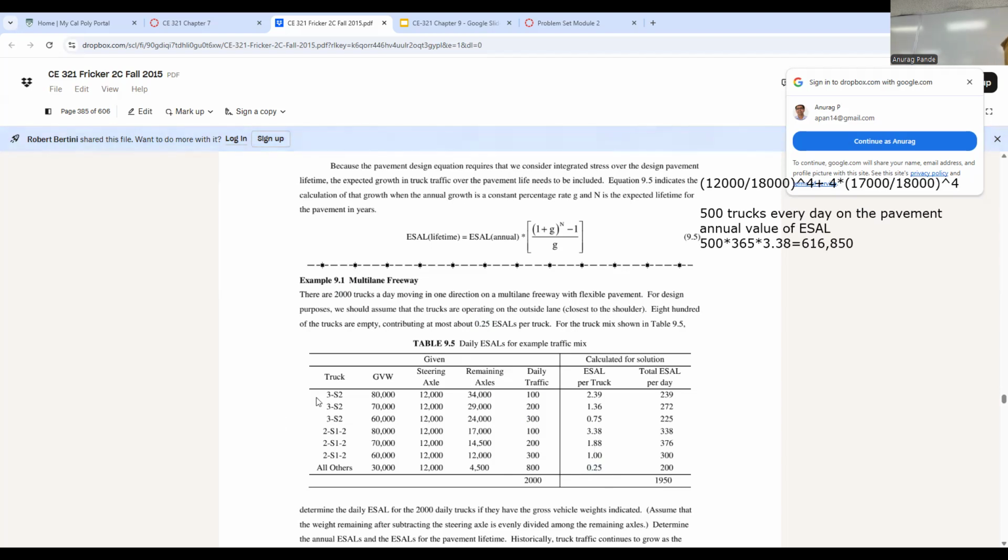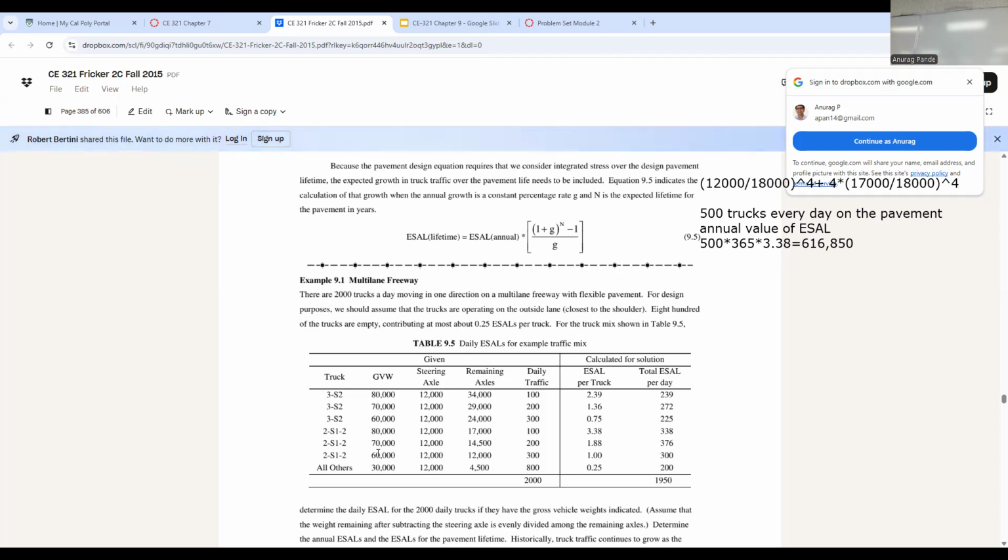But then there are different types of trucks, 3S2 of different weights, okay? 80,000, 70,000, 60,000, and then 2S12 trucks, 80,000, 70,000, and 60,000. GVW stands for the gross vehicle weight, okay? So that's your GVW right here, okay? 80,000 pounds, and this is telling you how they're distributed. So 12,000, remaining axles have 34,000, okay? And then same thing, 12,000, 29,000, 12,000, 24,000. So if you add them all up, you will get whatever the total load is, right?